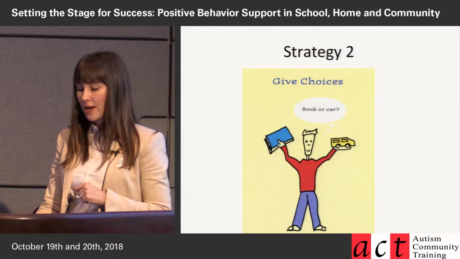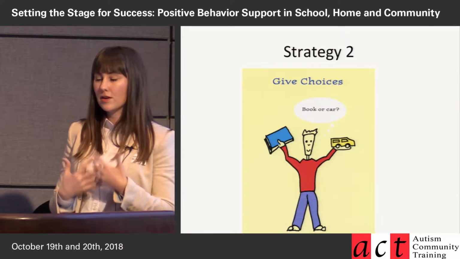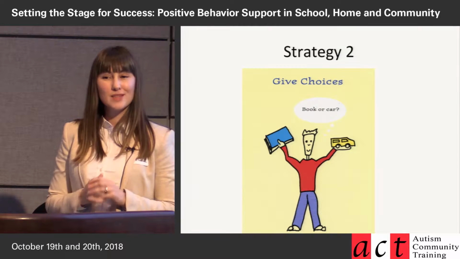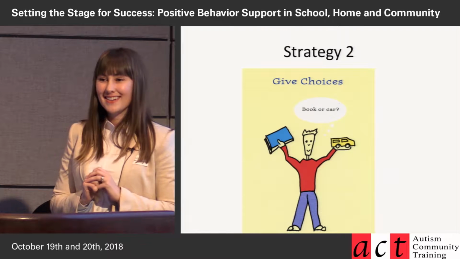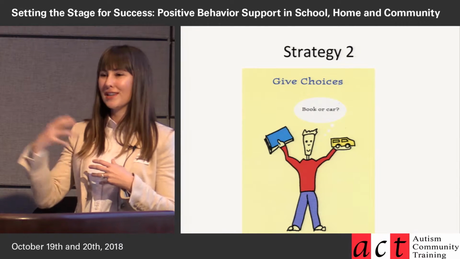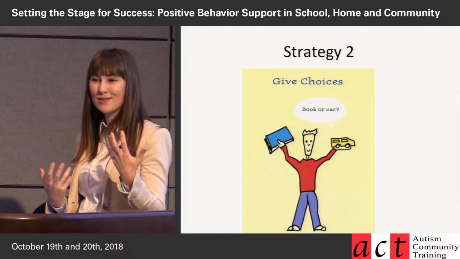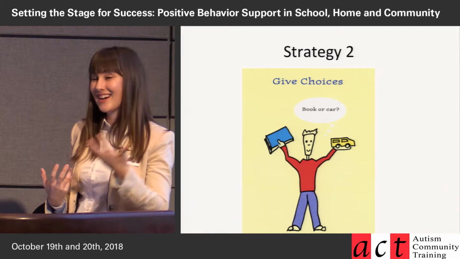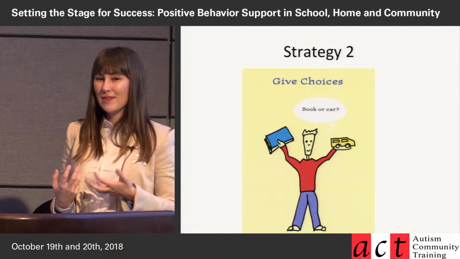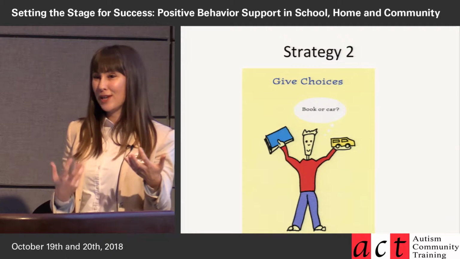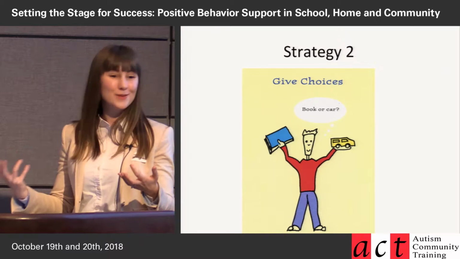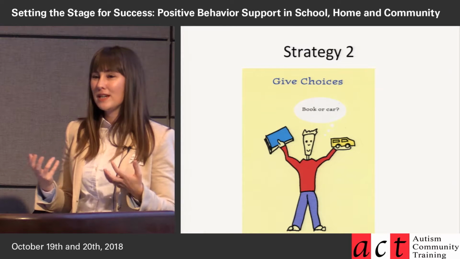The second strategy is called giving choices, and this really targets motivation. Again, we're all going to learn best when we're motivated, and we're trying to get the classmate to show the child with autism that play can be fun. We also want the classmates to eventually learn that once we get the play going with the child with autism, they can have fun with that child too. But we really need to start with motivation.